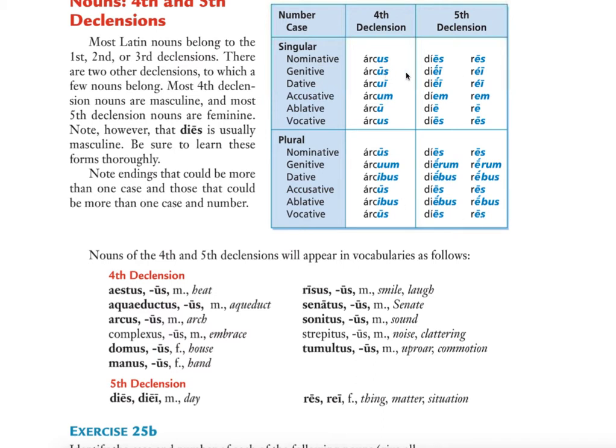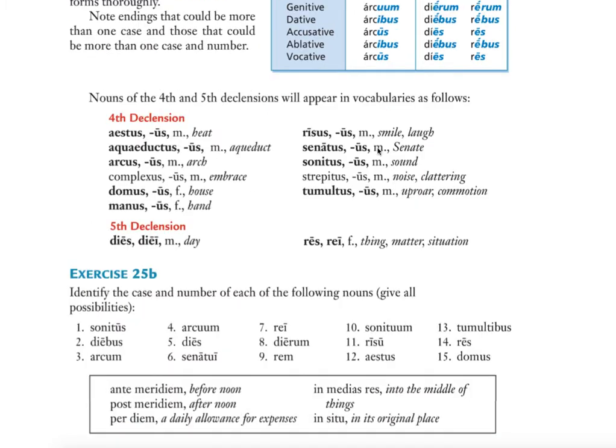So there's a fair amount of overlap here. If you look at the long us ending, that could be a genitive singular, it could be a nominative singular, and it could be an accusative plural. If you jump over to fifth declension, you see res, but with the long e here. That could be nominative singular, it could be vocative singular, it could be nominative plural, it could be accusative plural, it could be vocative plural. So when you come across these fourth and fifth declension nouns, you need to consider context carefully. And that's what 25B asks you to do.